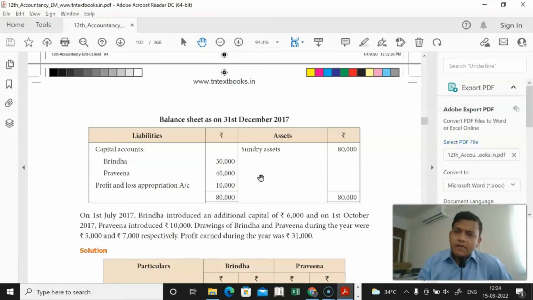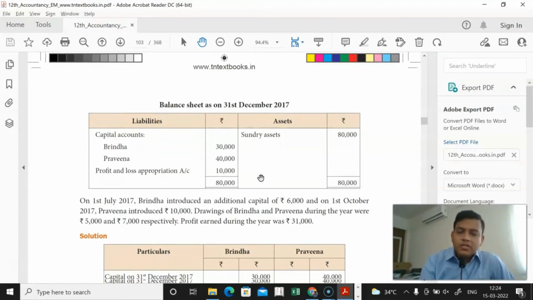ஸோ on 1st July 2017, Brinda introduced additional capital of 6,000 and on 1st October, Pravina introduced 10,000. Okay, the balance sheet is from January to December. So from 1st July for Brinda, she has additional capital of 6,000 and on 1st October, Pravina introduced 10,000. Drawings of Brinda and Pravina during the year were 5,000 and 7,000. Profit earned during the year 31,000. Okay, now out of 31,000, P&L appropriation of 10,000 has already gone. So balance 21,000 is only what we have to distribute, right? So that's what we will see.